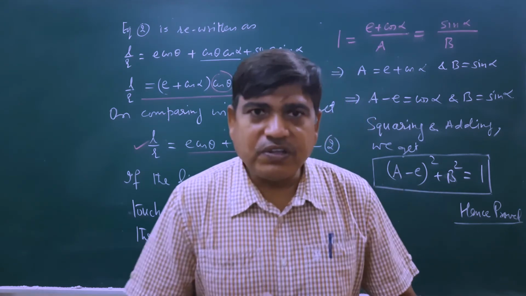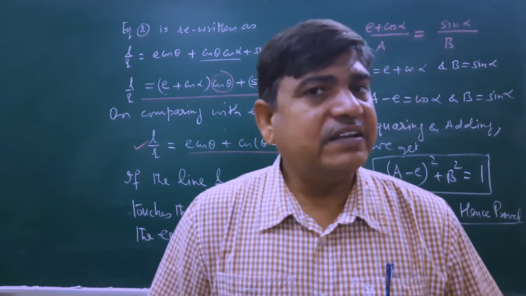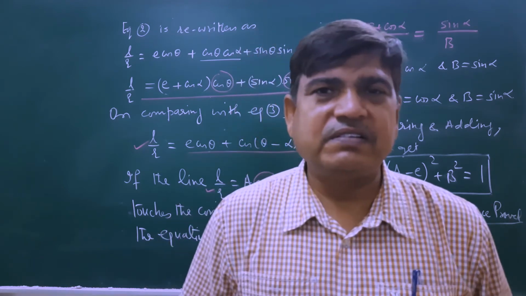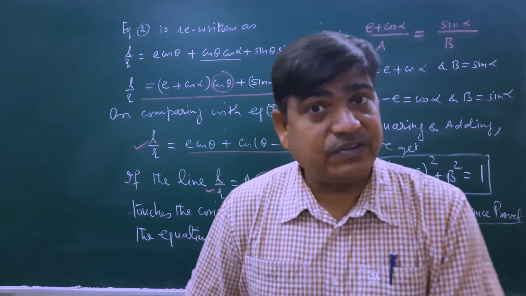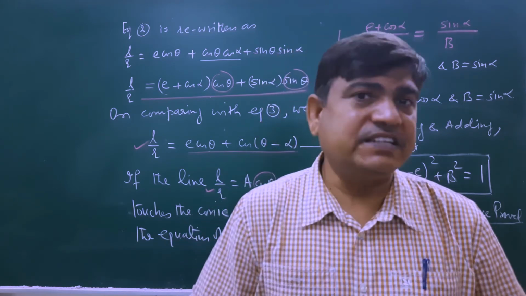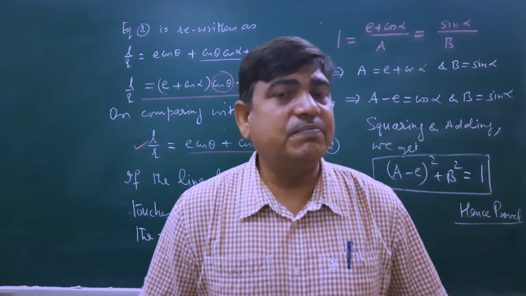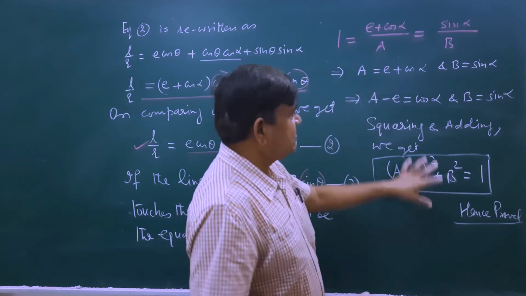So how to solve this question? Just recall, the given line touches the conic, maybe ellipse, parabola, hyperbola, whatever, maybe the circle also. So if the line touches the conic, that means the given line is a tangent. And we know the equation of tangent actually. So what will happen? We compare these two, and this is the way to compare this one.